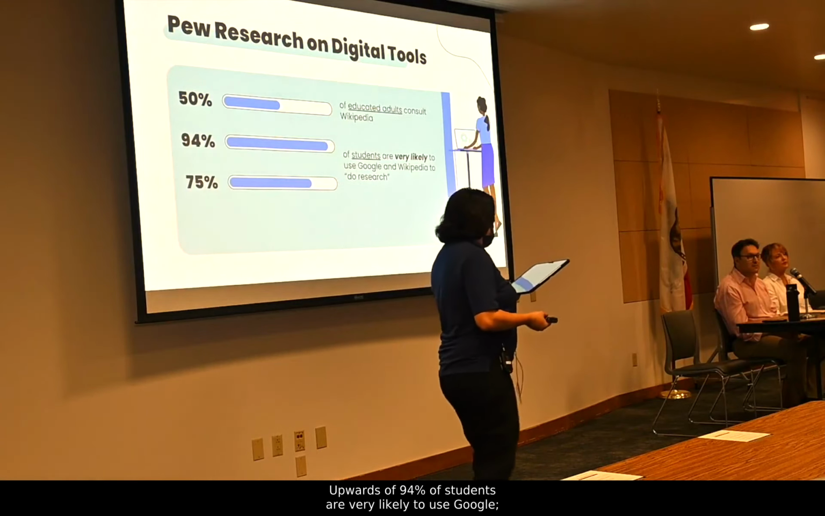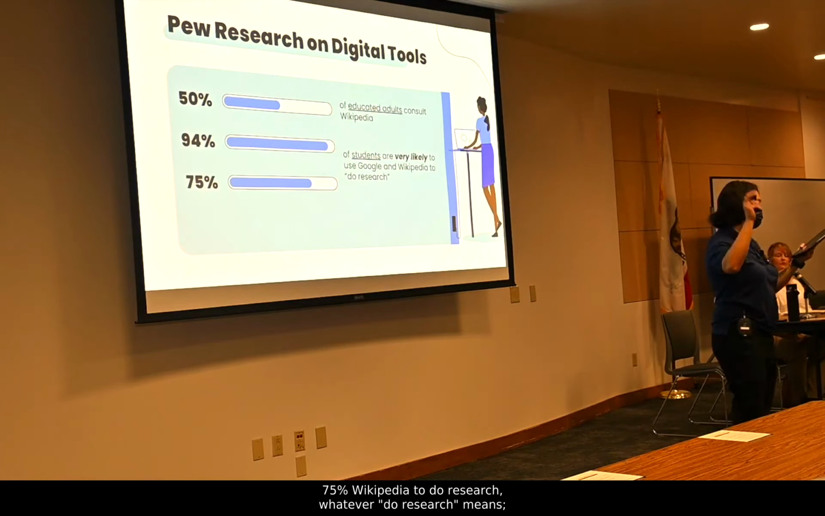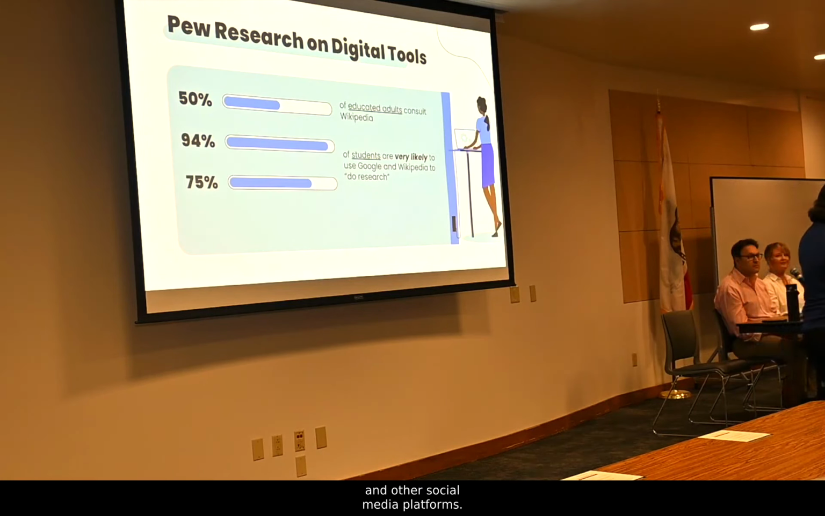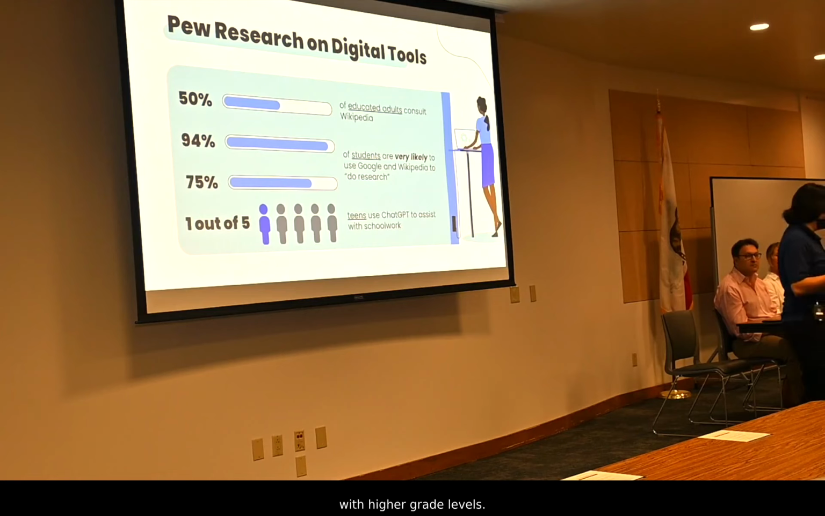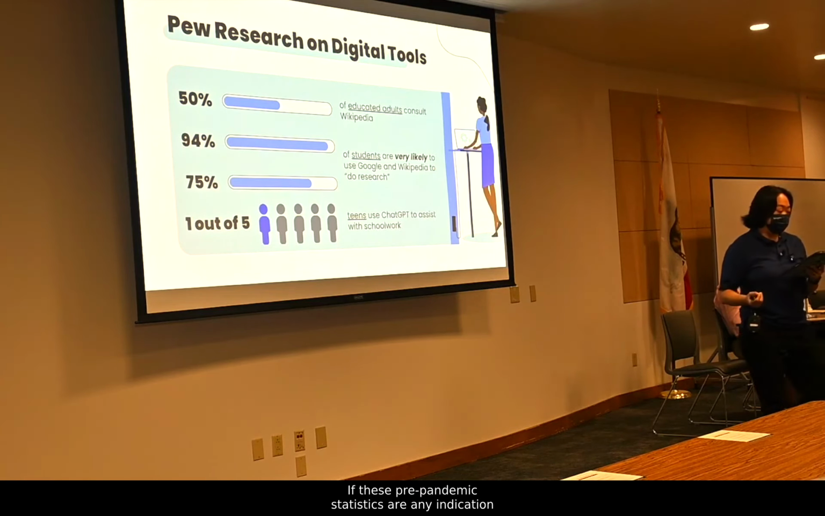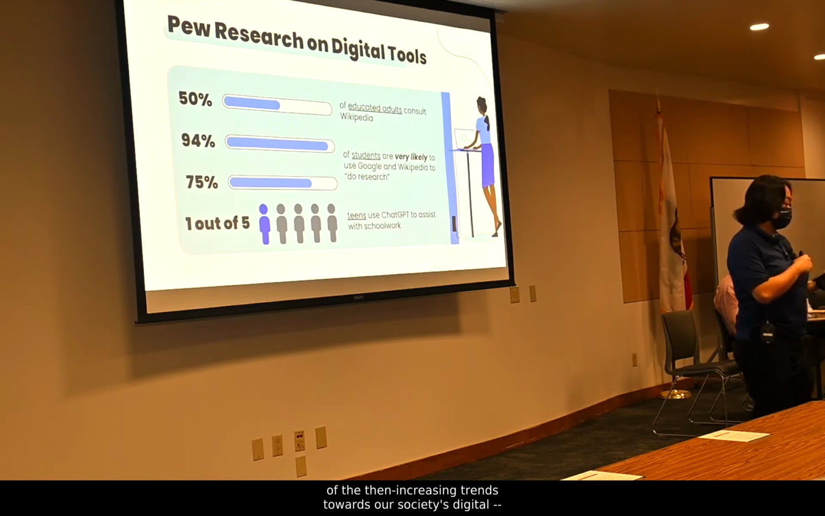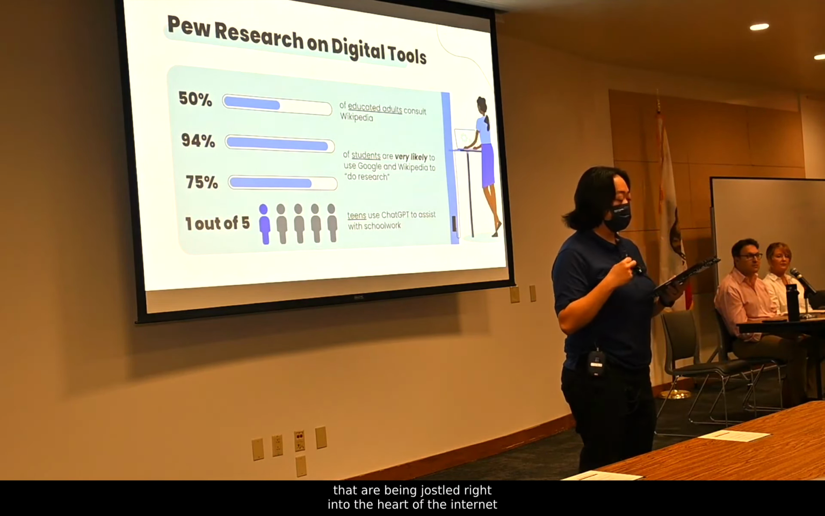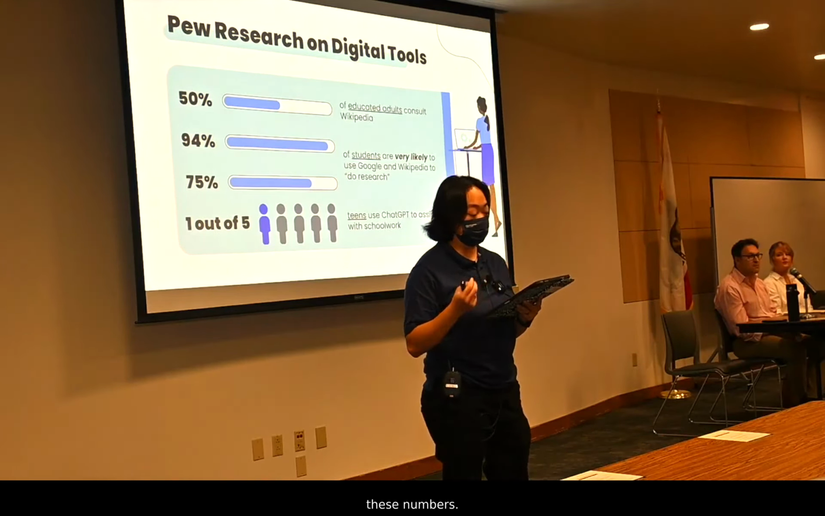Upwards of 94% of students are very likely to use Google, 75% Wikipedia to do research, whatever "do research" means, in air quotes, closely followed by sites like YouTube and other social media platforms, and 1 out of 5 teens use ChatGPT already to assist with their schoolwork, a probability that increases with higher grade levels. If these pre-pandemic statistics are any indication of the then increasing trends towards our society's digital dependence, then being jostled right into the heart of the internet and online spaces since 2020 has no doubt amplified these numbers.